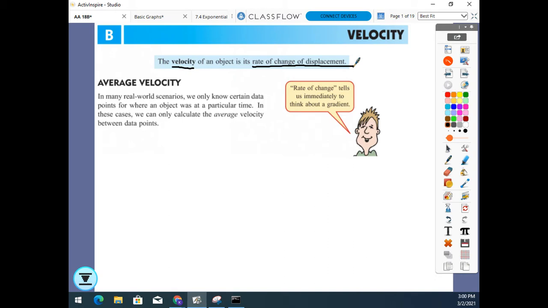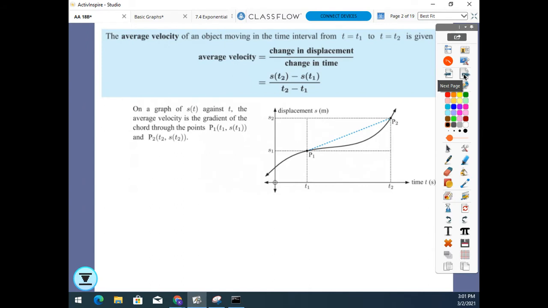But we can talk about velocity in a couple of different ways. The first is average velocity. So there's going to be two different types. Average velocity is just the change in displacement over the change in time. I'm going to write it the change in S over the change in T. The other way you might think of it, if you look at this graph, I'm going from this point to this point. The average velocity is the slope of the endpoints.